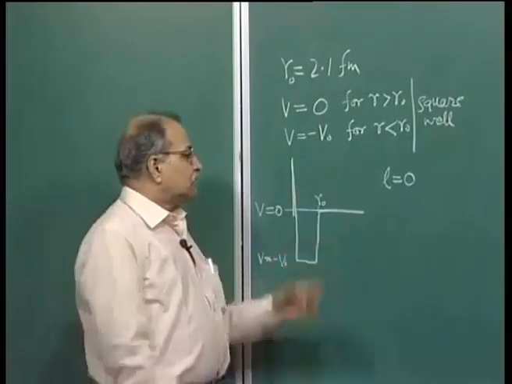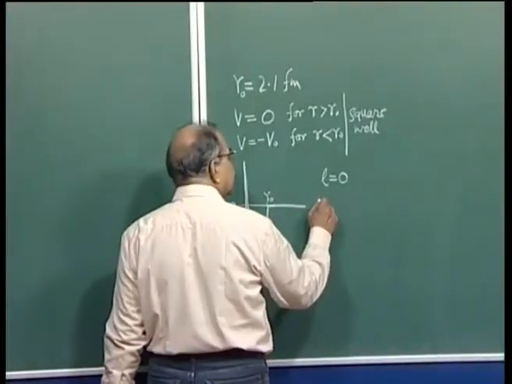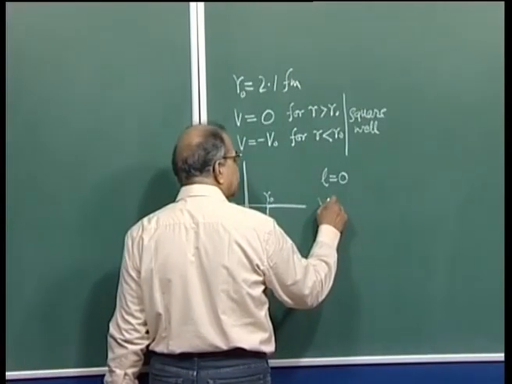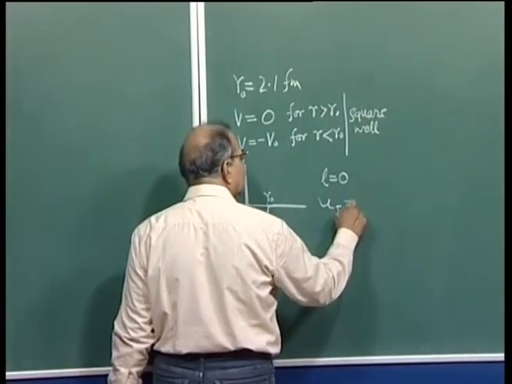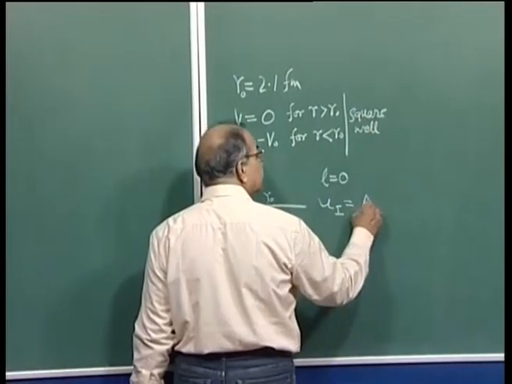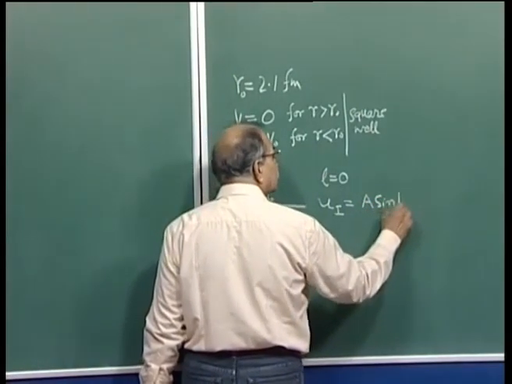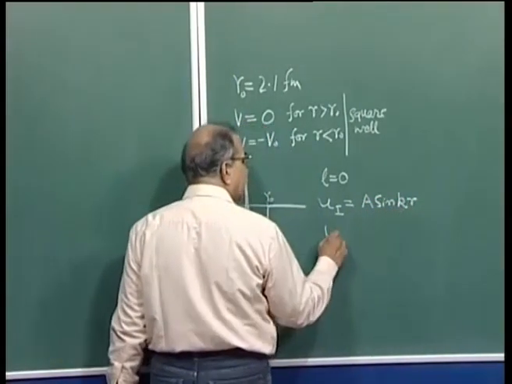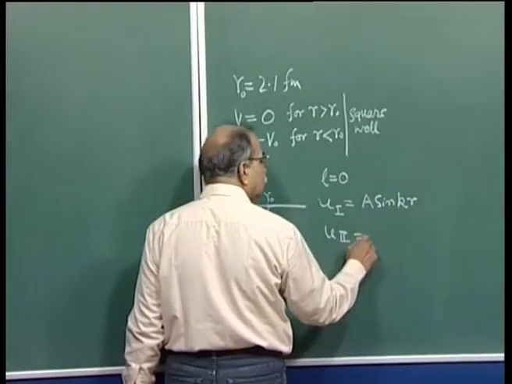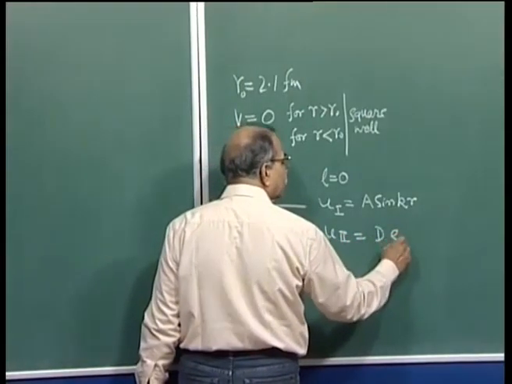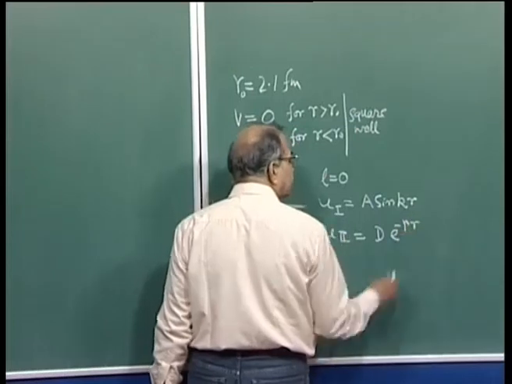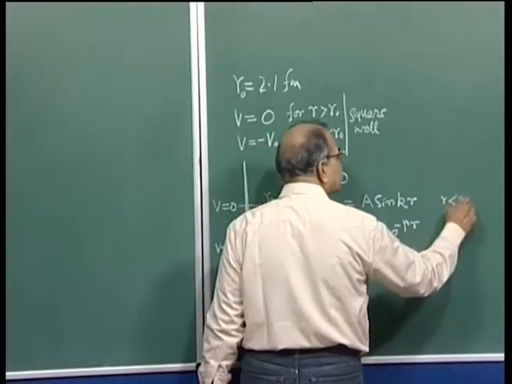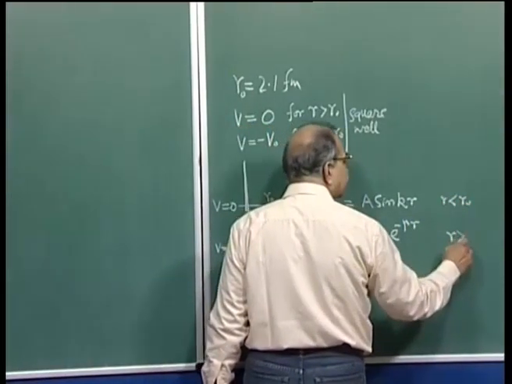And then we wrote the wave functions. Inside, the wave function was u1. u1 was what? A sin kr, and in the second region u2 was D e power minus gamma r. So, this is for r less than r naught and this is for r greater than r naught.